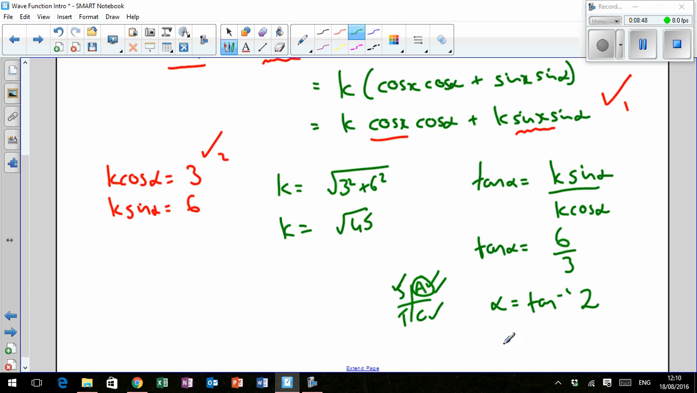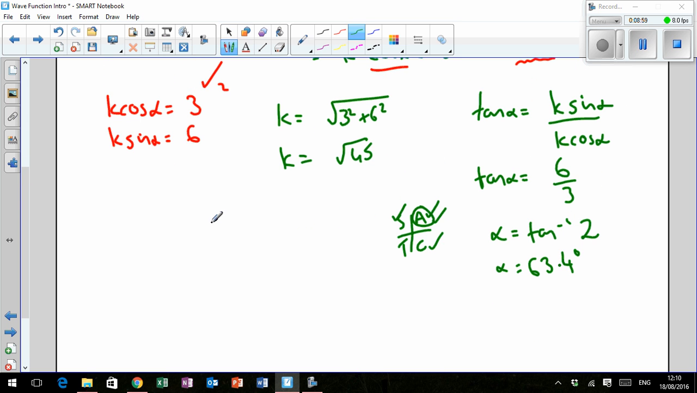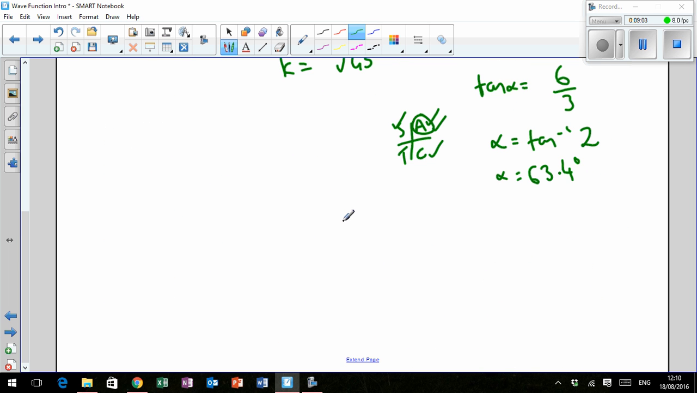So that's alpha is 63.4 degrees. And what I would do then, just to kind of housekeep more than anything else about admin, is I would rewrite that. Okay, so we're working with 3 cos x plus 6 sin x. And that's equal to root 45 for k cos of x minus 63.4 degrees.